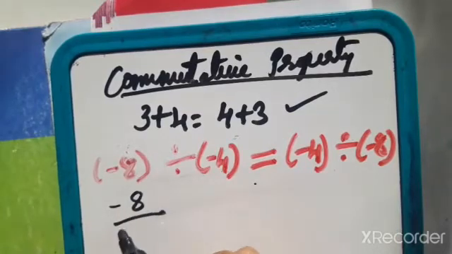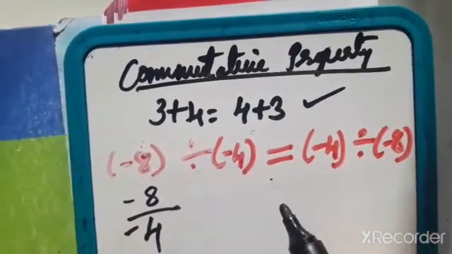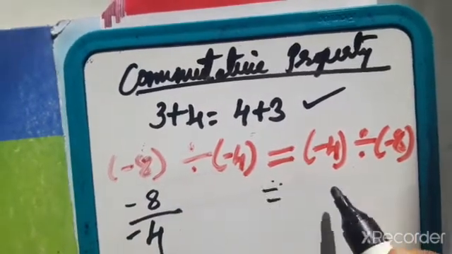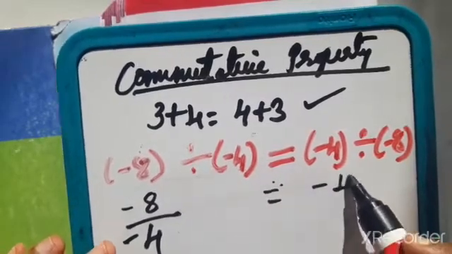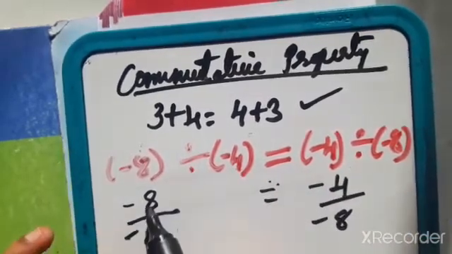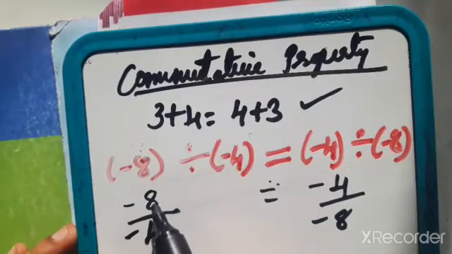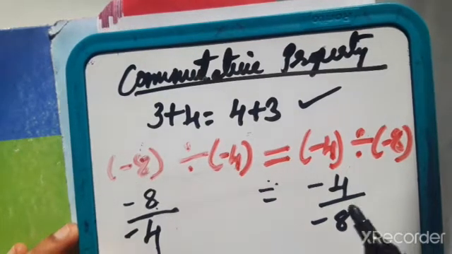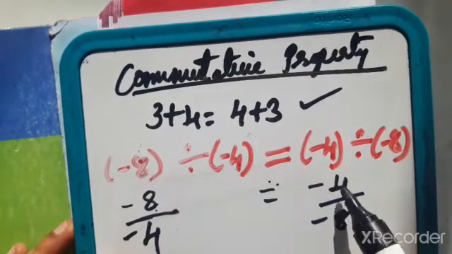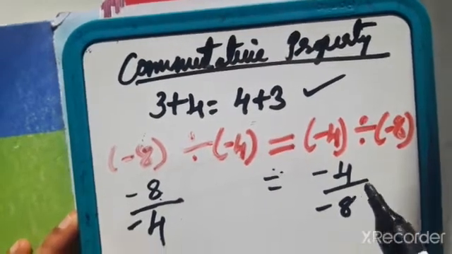Minus 8 divided by minus 4. Here, just reversing, so minus 4 divided by minus 8. Above the line is the numerator and below the line is the denominator. So above the line here, numerator minus 4, and here minus 8. Let's check the answer.